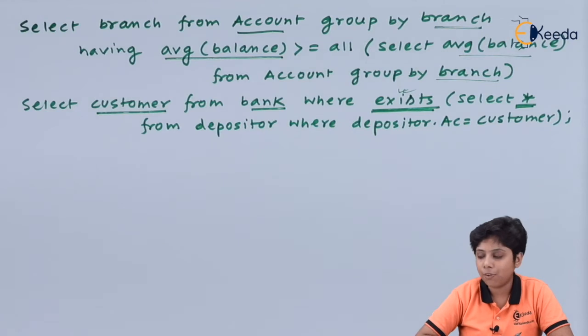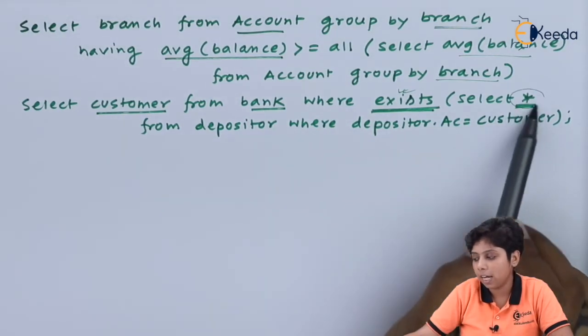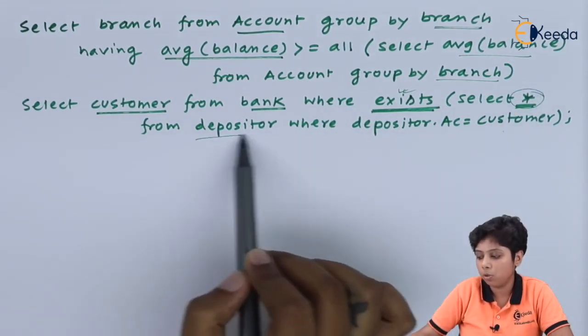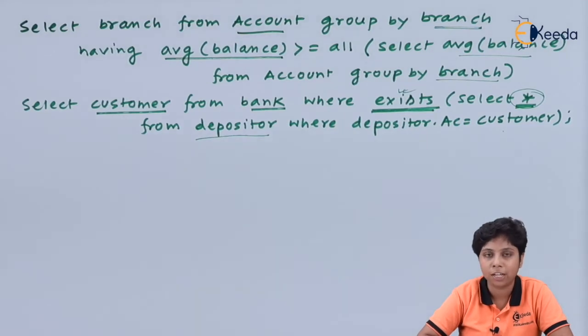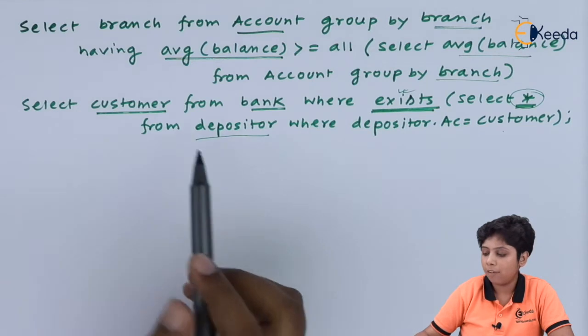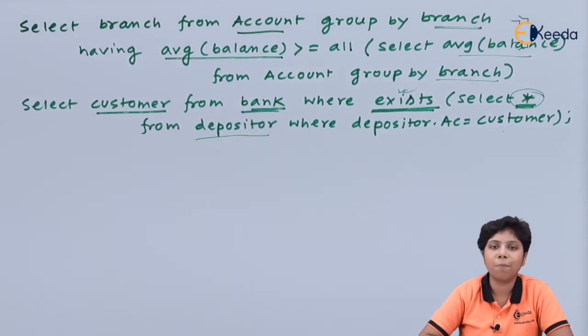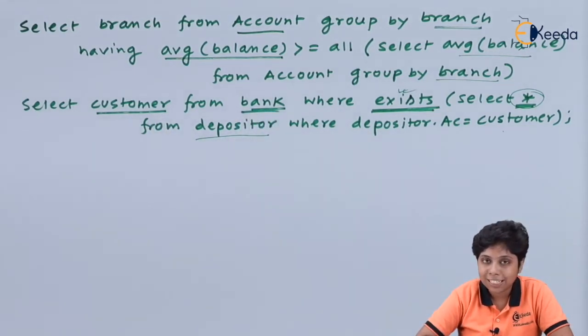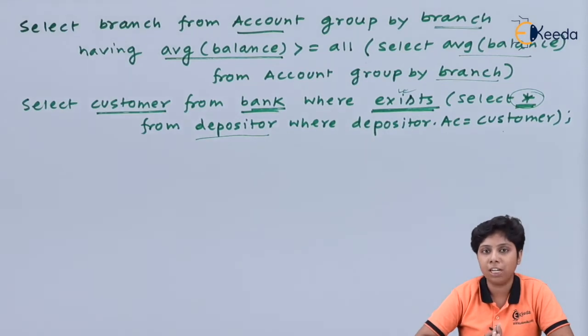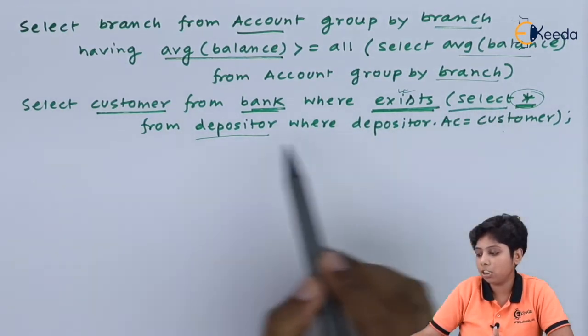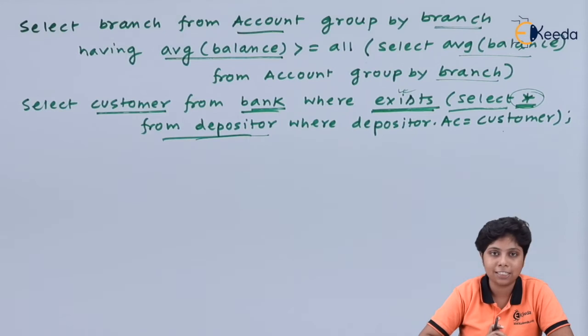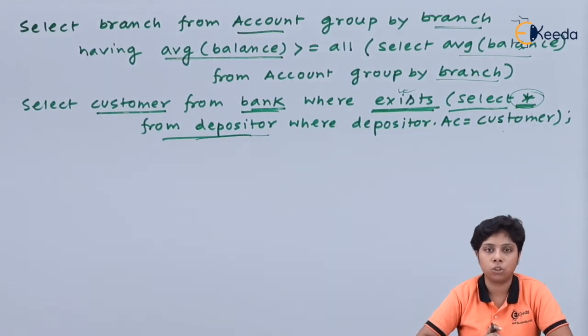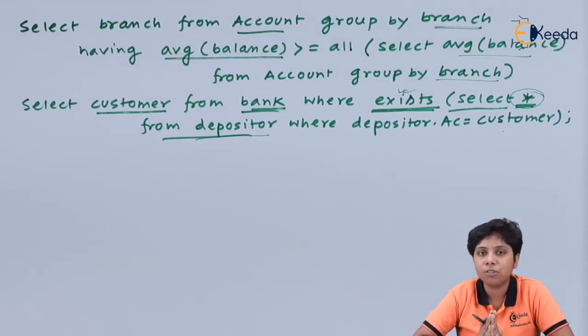So if it is satisfied that there is any account number for the customer who has also a depositor account in the bank or a loan account in the bank, then I will select the customer from my bank relation. So in this way we are checking for the empty relation, that is, whether the relation that we are producing by the select statement is empty or not. In a similar way we can use the not exists statement too.